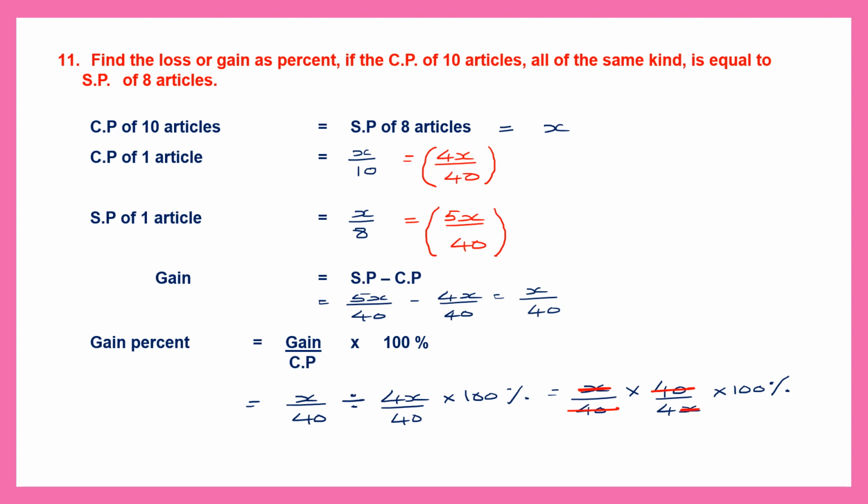So now what do we have? 100 by 4. When you divide 100 by 4, what do you get? 4 ones are 4, 4 into 25 is 100. So we have 25%. We have found the gain percent, and the gain percent is 25%. So we have found the answer to this question.